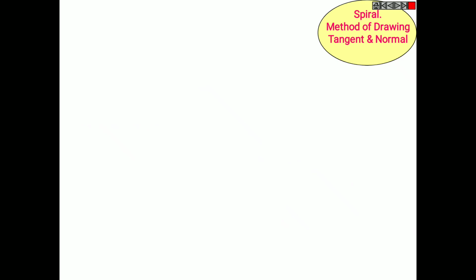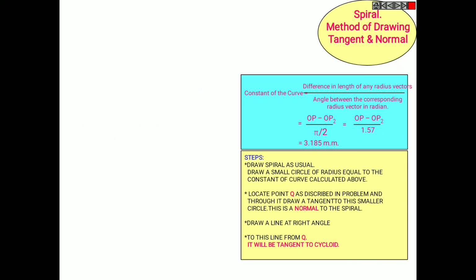Spiral method of drawing tangent and normal. This is something different. So the constant of the curve is equal to the difference in length of any radius vectors divided by the angle between the corresponding radius vectors in radians. So that gives you OP minus OP2 by pi by 2, which is OP minus OP2 by 1.57, which is nothing but 3.185 mm.